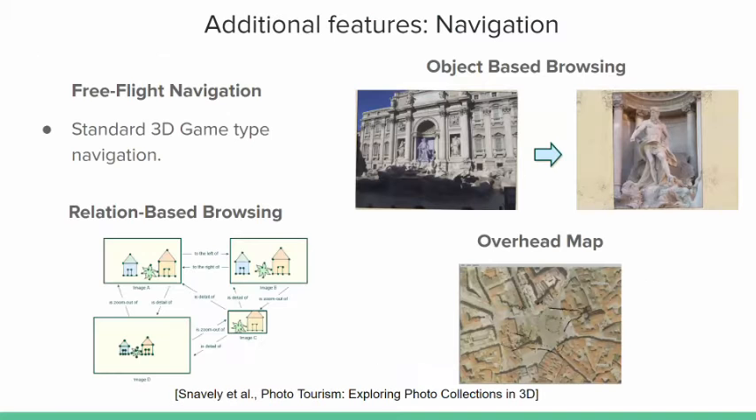So after the rendering, let's move on to the navigation part. The free flight navigation is one of the features that enables the user to experience a standard 3D game type navigation using the navigation buttons. The next feature that we have to talk about is the object-based browsing. So here we see how similar two images are to zoom in or zoom out.